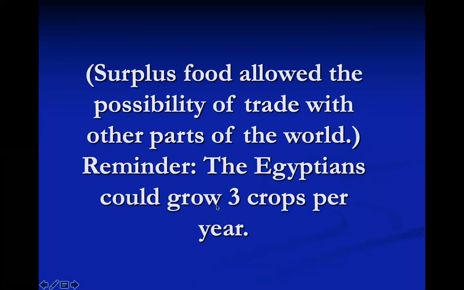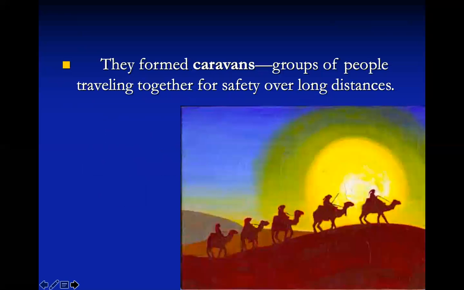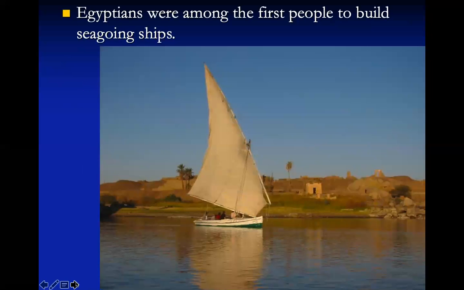Reminder, they could grow 3 crops a year. So your first crop would feed your people, but the other 2 could feed all sorts of other groups of people. All right, there you see some of the trade routes, which are going to be important a little bit later on. They formed caravans, people traveling for safety over long distances to trade. Egyptians built seagoing ships.